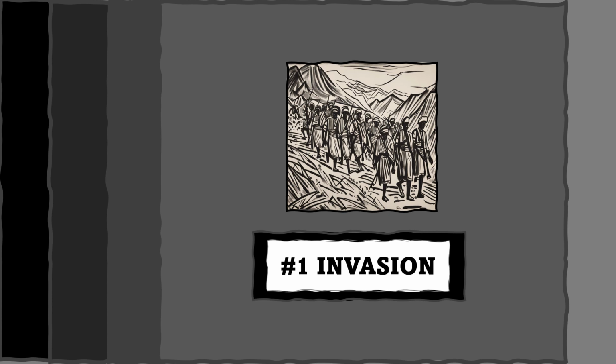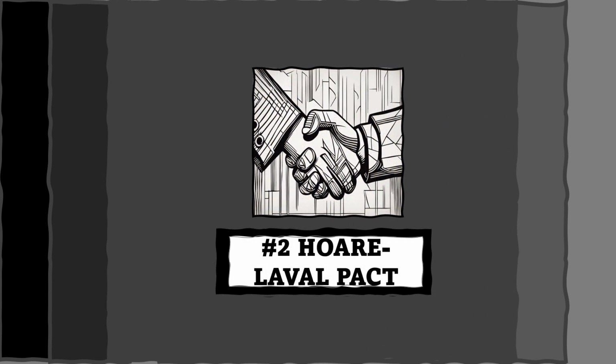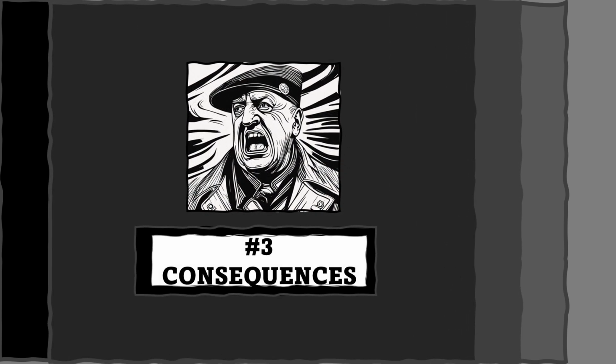Firstly, we will examine the reasons why Italy decided to invade the African nation of Abyssinia. We will then examine the League's reaction to the crisis and the decision by France and Britain to form the Hoare-Laval Pact. Finally, we will examine the consequences for the League of Nations to understand how it was undermined by its most important council members.